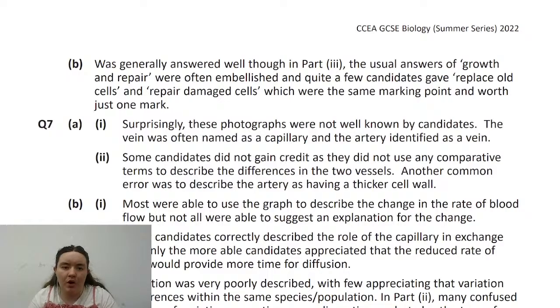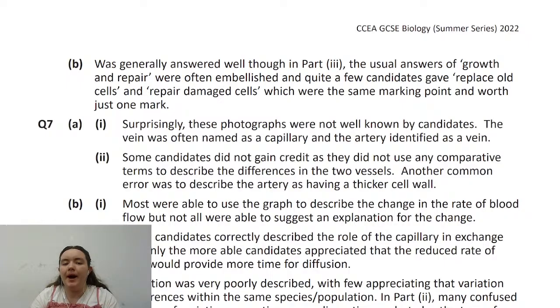So then underneath we've got: some candidates did not gain credit as they did not use any comparative terms to describe the differences in the two vessels. Another common error was to describe the artery as having a thicker cell wall. It's not a cell wall because the wall itself is the cell. The artery is not a cell, it is a vessel. It is made up of more cells. So yeah, that is indeed an error.